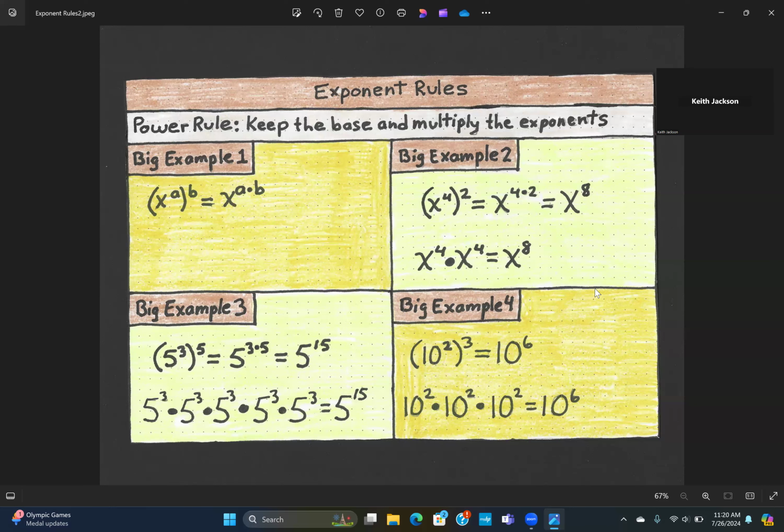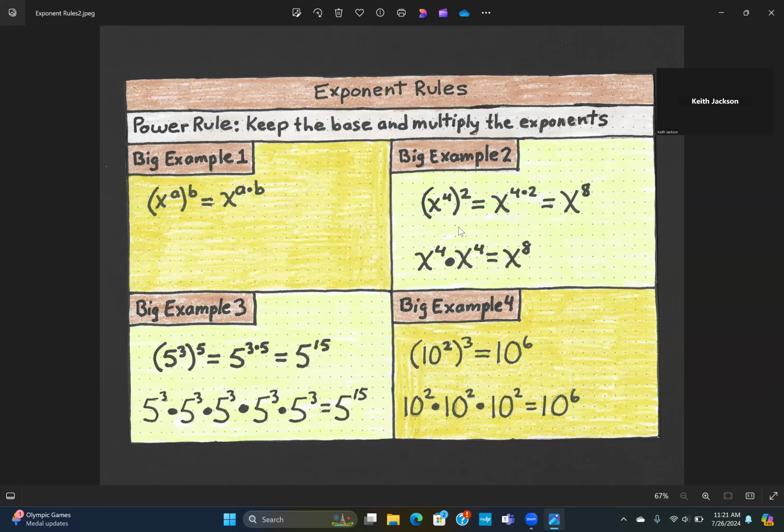Okay, and as we go along the continuum, you will begin to really incorporate this and understand how the power rule works. And let's go into big example 2 to see how that works out. And here's what we have right here. We have x raised to the fourth power. We have the quantity of x raised to the fourth power, that raised to the second power. So this quantity right here will be raised to the second power.